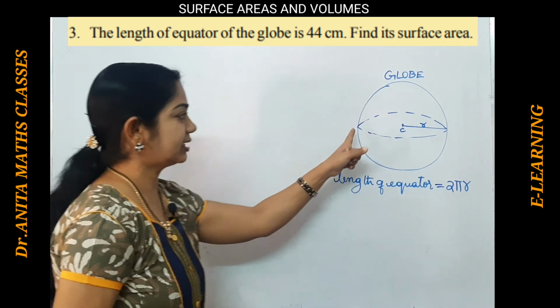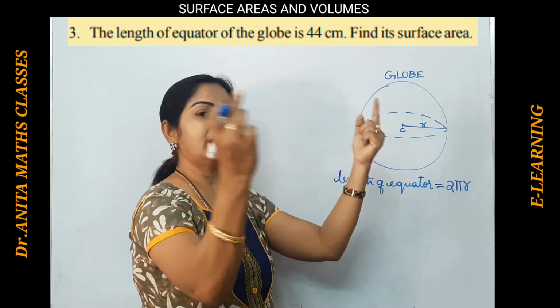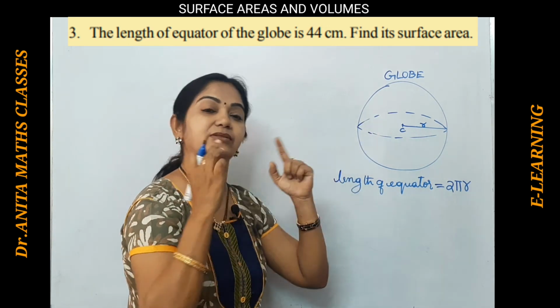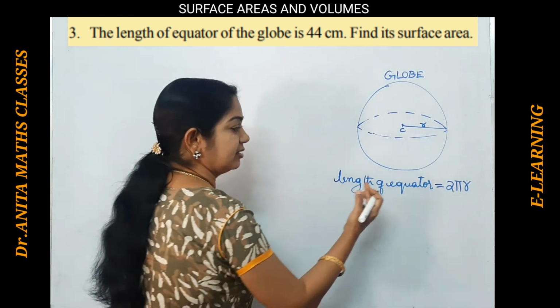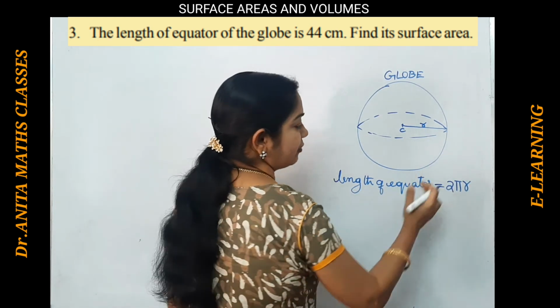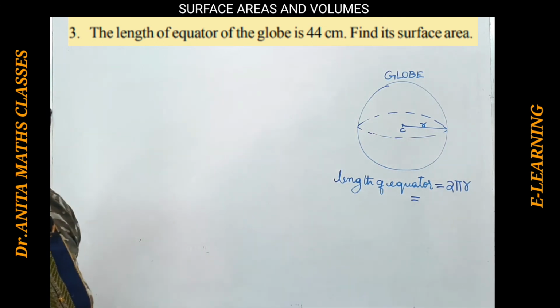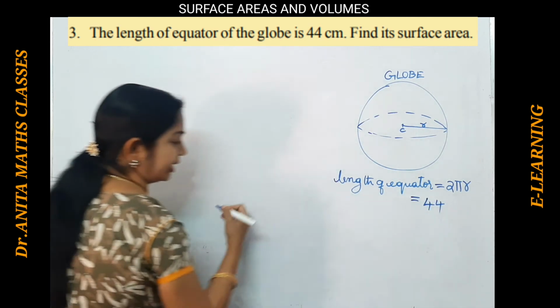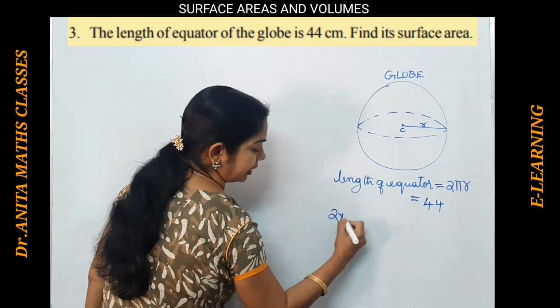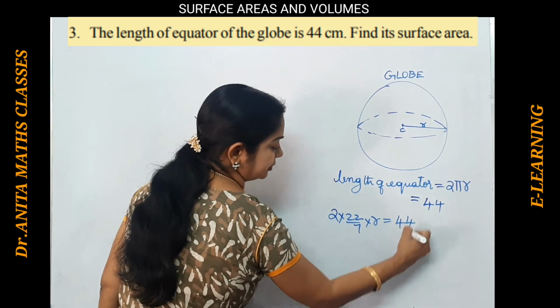Yes, it is a circle. The dotted part you see is the length of the equator. That is nothing but the length of the circle, which is the perimeter or the circumference of the circle, 2 pi r. Now, what measurements are given? 44 centimeters. So we will write it here: 2 into 22 by 7 into r equals 44.